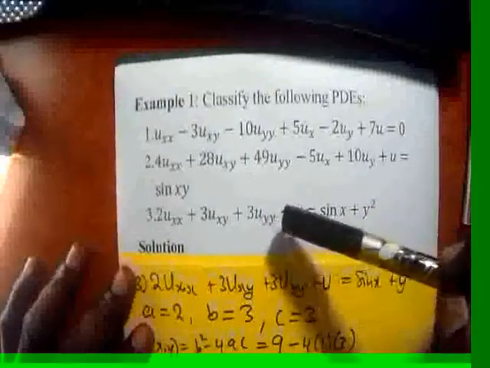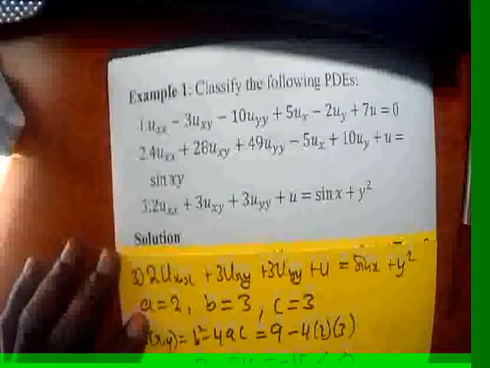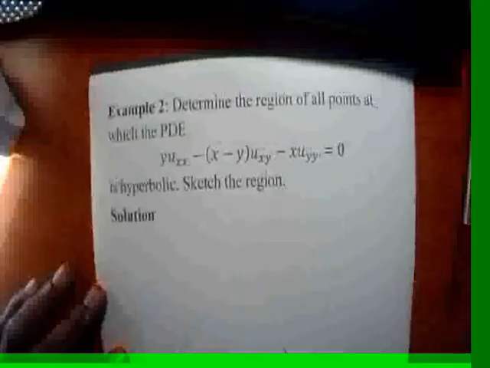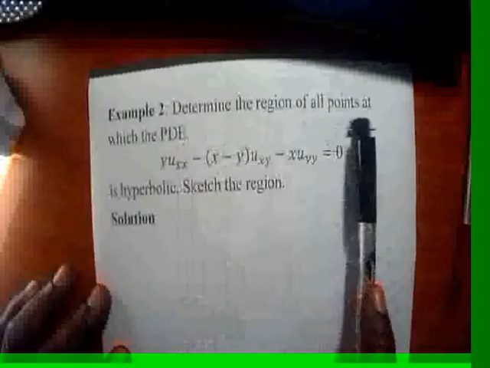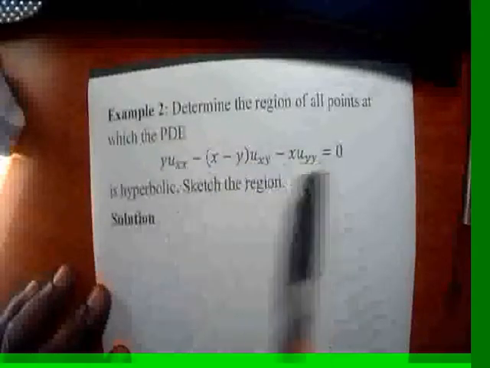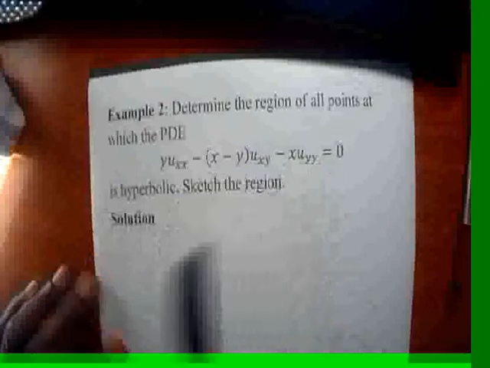So they are all constant. So we got one of them. Let's look at a case where the coefficient is a variable. So by this, we have to determine the region of all points at which the PDE is hyperbolic and sketch the region.